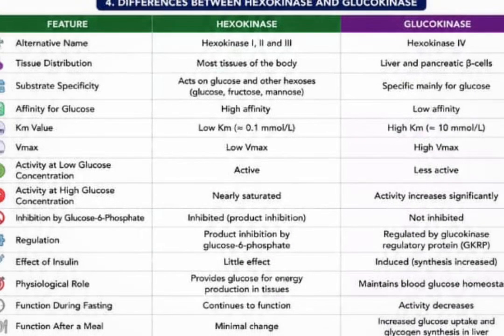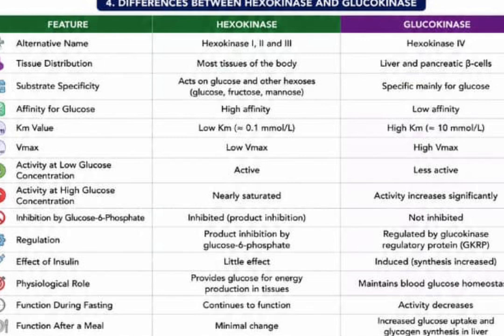Let's look at the alternative names. We have hexokinase. Hexokinase is used for all carbohydrate metabolism, especially when you want to metabolize fructose, galactose, mannose. When you want to catabolize any monosaccharide, you use hexokinase. Hexokinase is used in various forms, and its alternative names are type 1, type 2 and type 3.